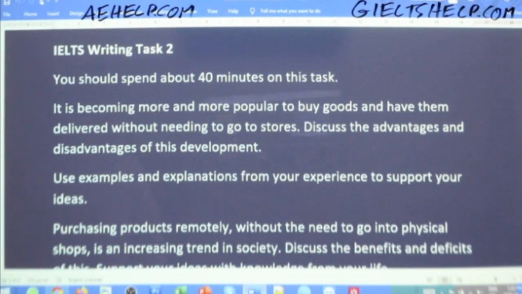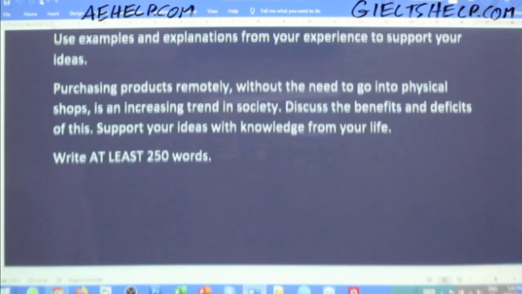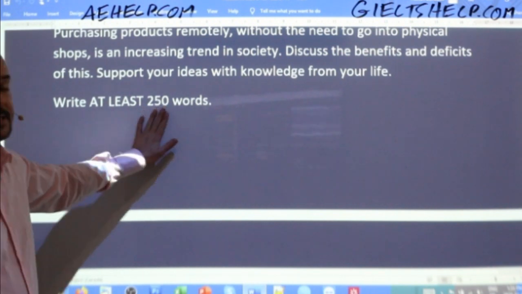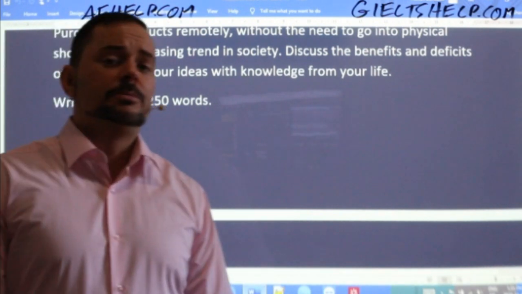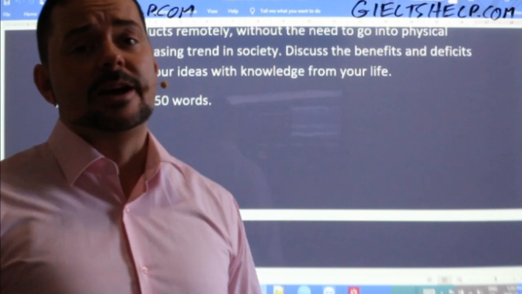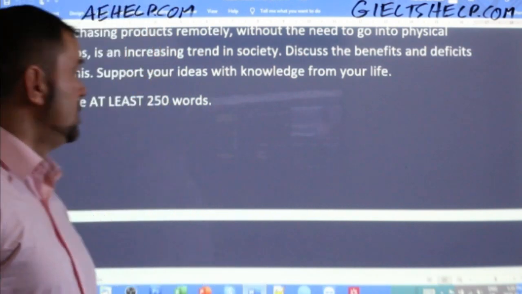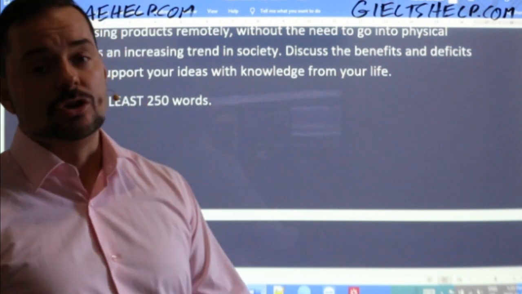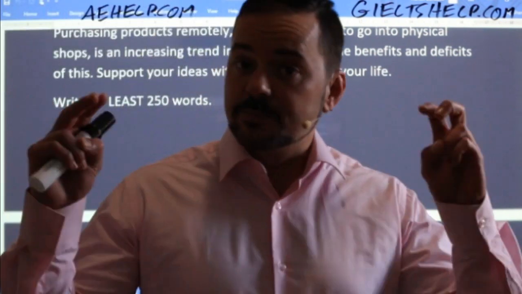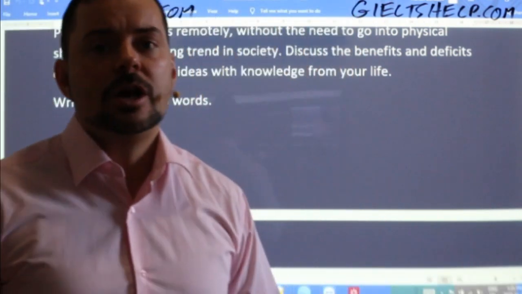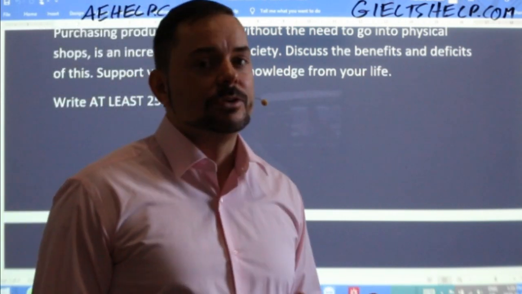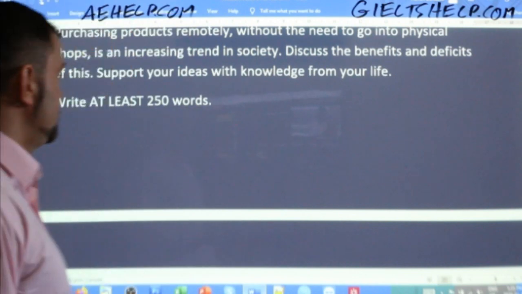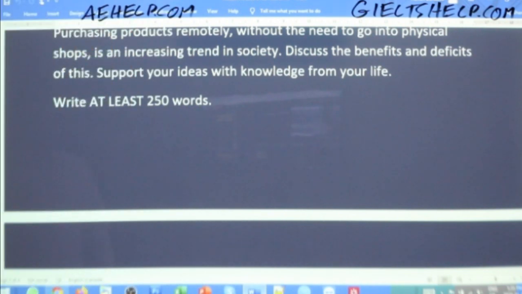Now again, we need at least 250 words. Keep in mind that high bands like band 7, 8, 9, those will be closer to 300, band 9 probably even 350 words, okay? For a band 9 level English user, which is an expert user of the language, it's not that difficult to write 350 words in 40 minutes, all right? So keep that in mind.